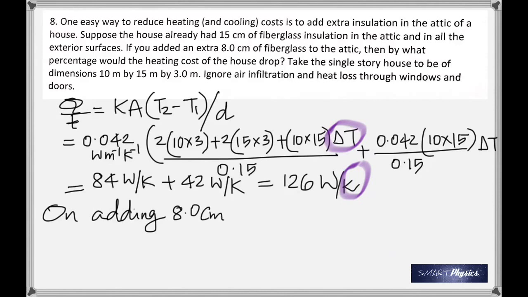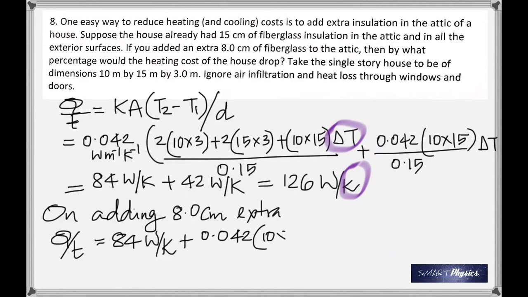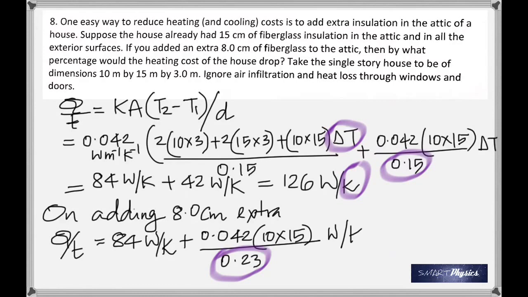Now on adding 8 centimeter of extra insulation, only one term, the second term changes. So the first term is still 84 plus the second term becomes 0.042 times 10 times 15 by 0.23. See the difference? In place of 0.15, now you have 0.23 because 8 centimeters has been added. And again, we're looking at it per Kelvin. This number happens to be 27. So now you get 111 in place of 126.